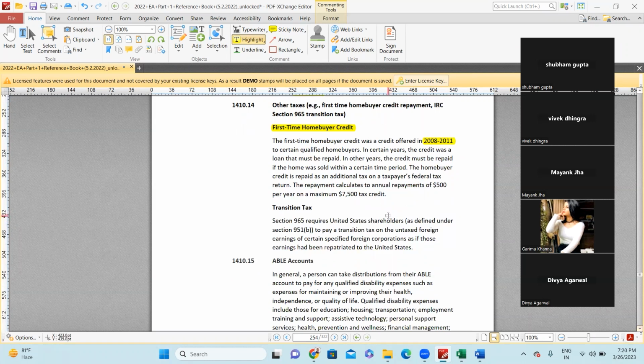No, that's for a first-time home buyer who purchased the home in the years 2008 to 2011. So that's completely out of your exam. It's not relevant for your exam, so you can ignore this one.